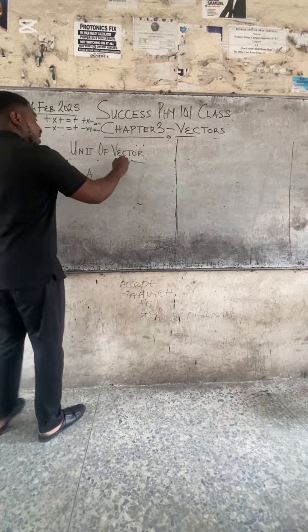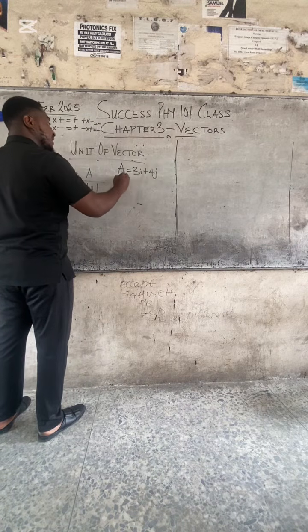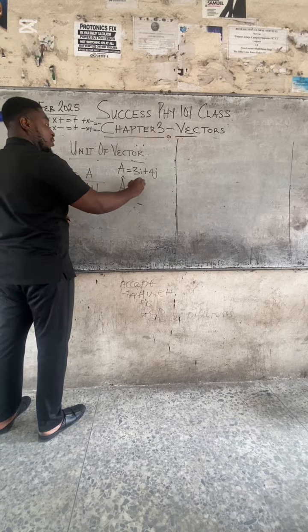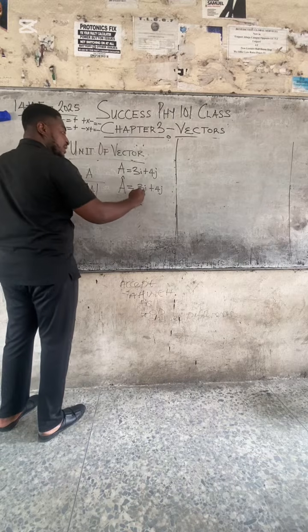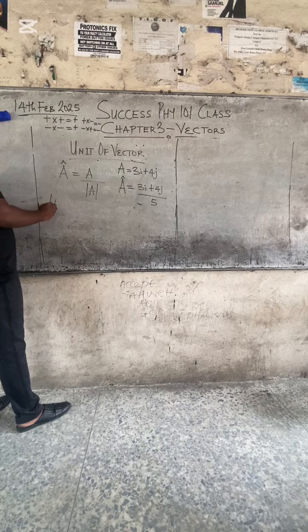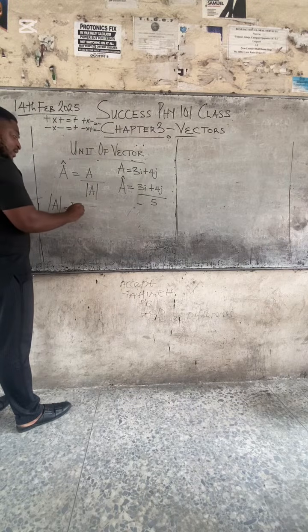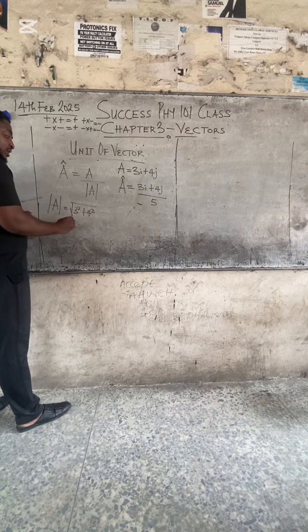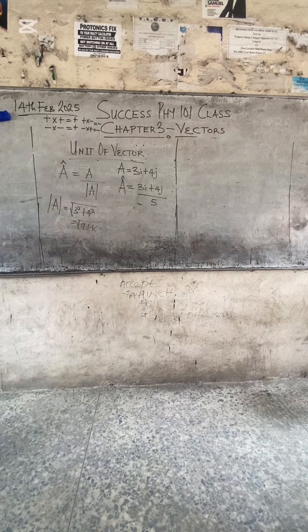So if you have a vector A equals 3i plus 4j and you are asked to find the unit vector of A, it will be 3i plus 4j divided by the magnitude of the vector, which is 5. Remember when we did it? We found the magnitude of 3i plus 4j and got 5. The magnitude of vector A is: take this 3, square it, take this 4, square it. 3 squared gives you 9, 4 squared gives you 16, 9 plus 16 gives you 25, and the square root of 25 gives you 5.